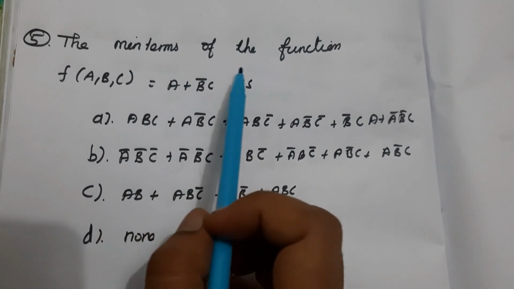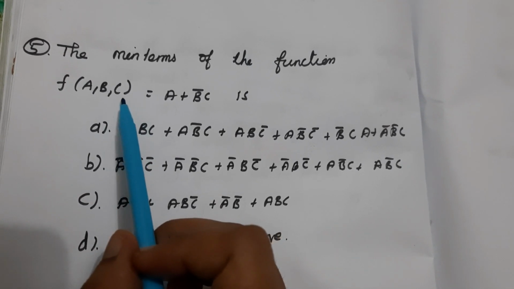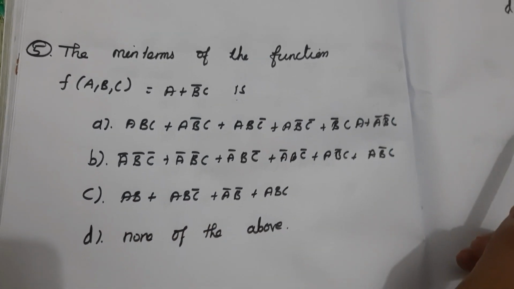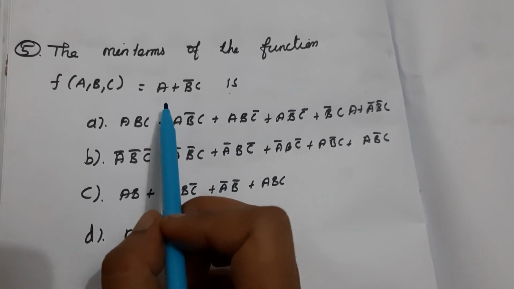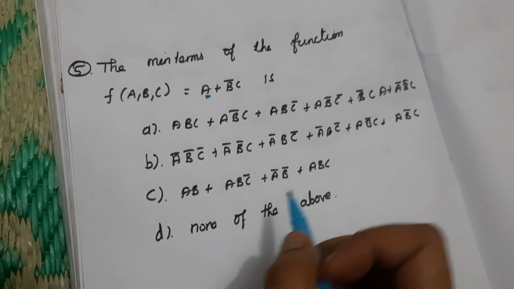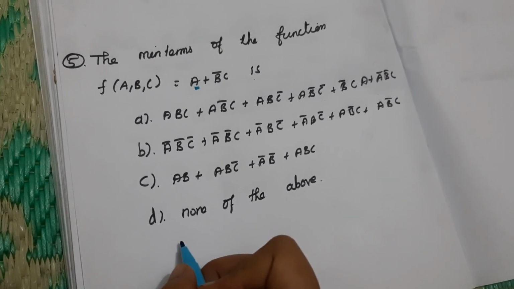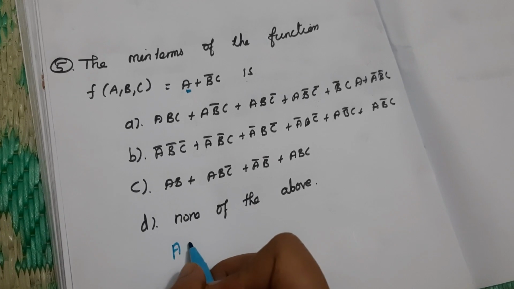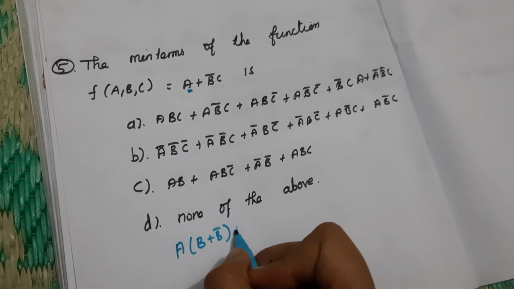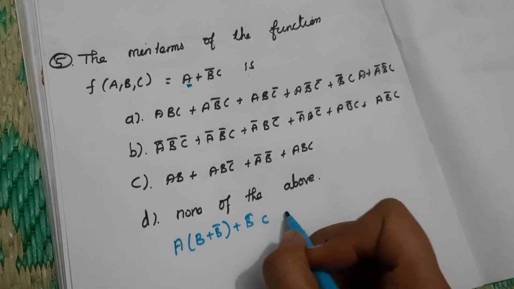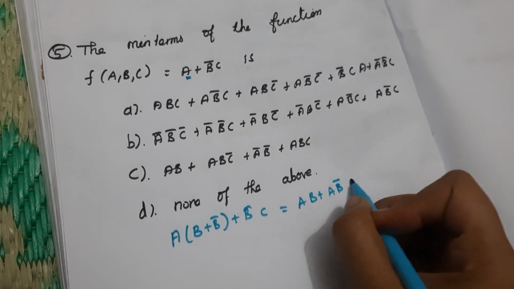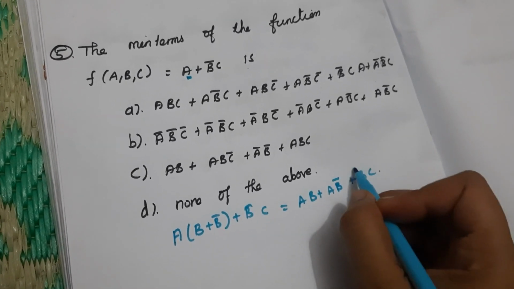Next question, the minterms of the function f(a,b,c) = a + b'c is? So first, what is missing here is b and c. So first, the term we add here is b + b' and plus b'c. So now this becomes ab + ab' + bc + b'c.